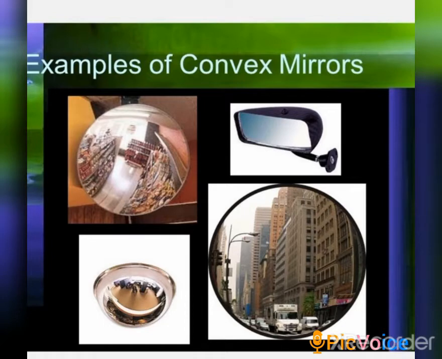Plane mirror gives the same size of an image, whereas the concave mirror gives a bigger size of an image, and convex mirror gives a smaller size of an image. And the convex mirror covers a lot of area. This is the reason why it is kept in ATMs or on the road, so that you can see all the vehicles at the back of you.